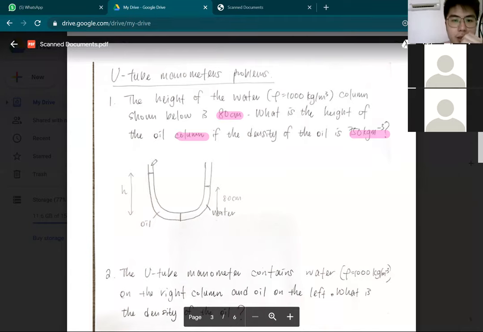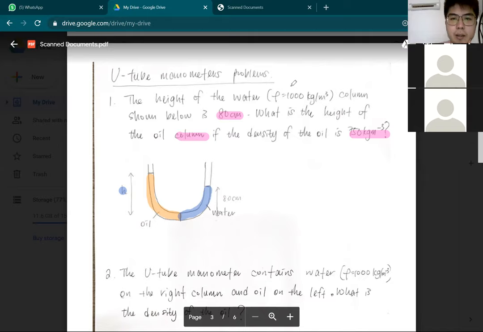Let me just highlight this so you can see the difference here. Now they meet at one point at the bottom, right? So how do we find the height of the oil? We want to find this H, if the density given is 750. It's the same way to do it. Just now, what was our first step? We find where the same pressure point is.